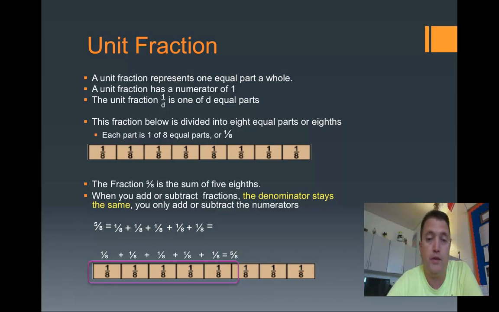Now you may also remember this from last year. You can do this as a quick multiplication problem. It's 5 times 1/8. That's the same as doing repeated addition. Remember, multiplication is a quick way to do repeated addition.